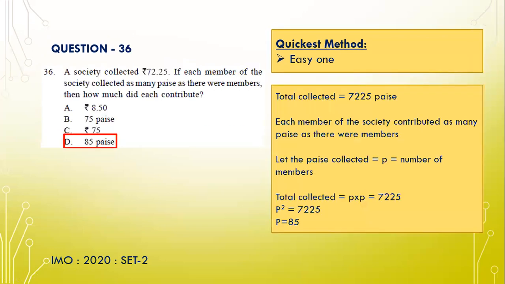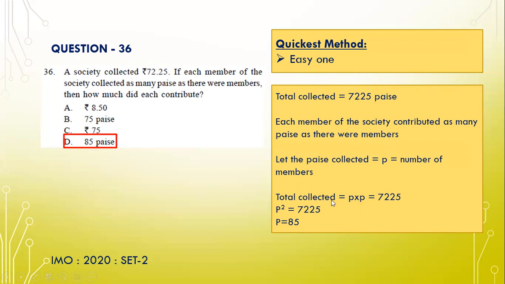A society collected rupees 72.25. If each member of the society collected as many paise as there were members, then how much did each contribute? So how much was collected? 72.25 rupees, which is 7225 paise. Each member of the society contributed as many paise as there were members. So let the paise collected be P, and it will be the same number of members.